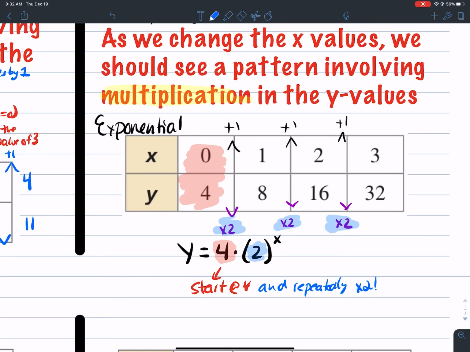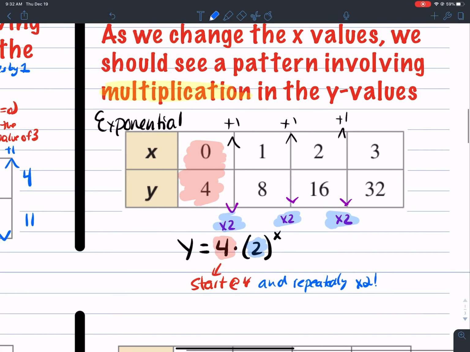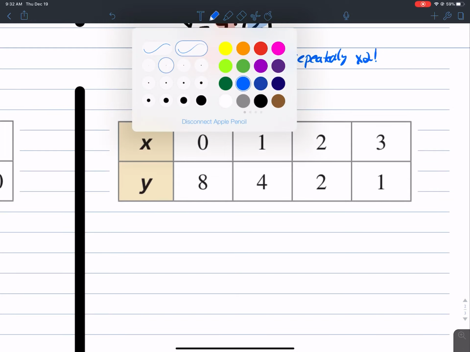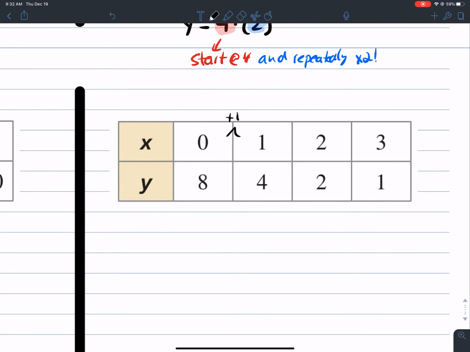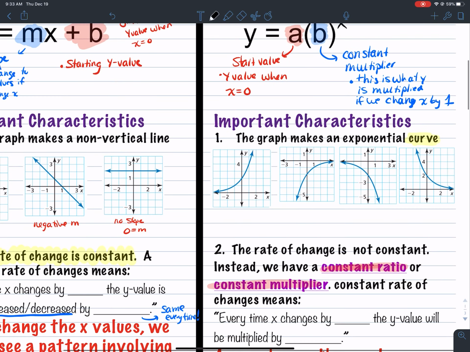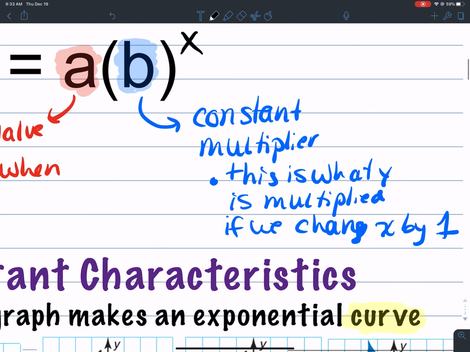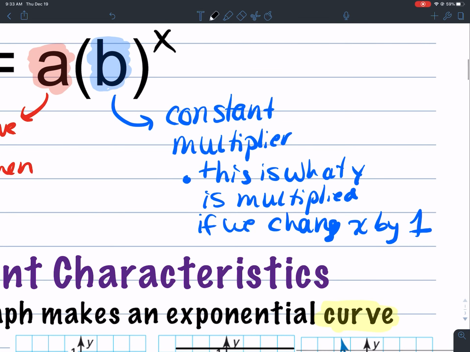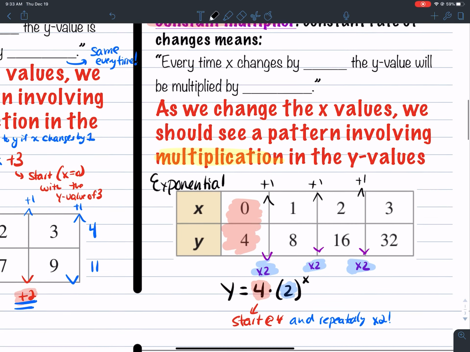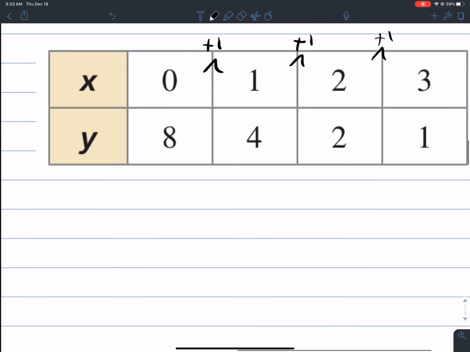We need to find what is the constant multiplier. So if we look at this one, let's try that again. The first thing I notice is that the x values are changing by 1, which is good because in our equation, the constant multiplier, or the number in the equation, is only what we multiply by if we change x by 1. So when I look at this, I'm thinking, what did I multiply 8 by to get to 4? So I'm thinking 8 times what would equal 4? And then what did I multiply 4 by to get to 2?